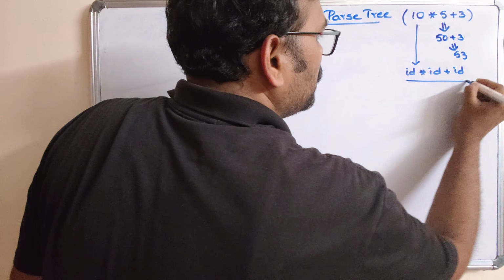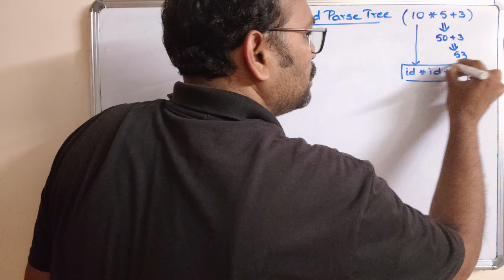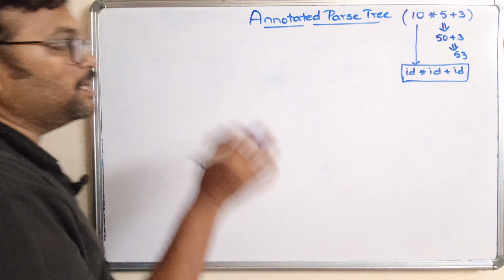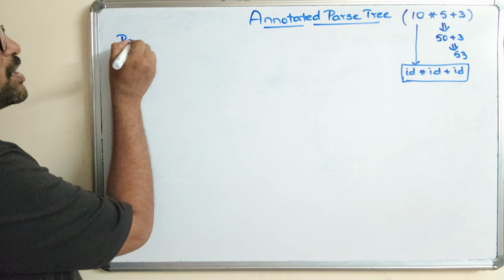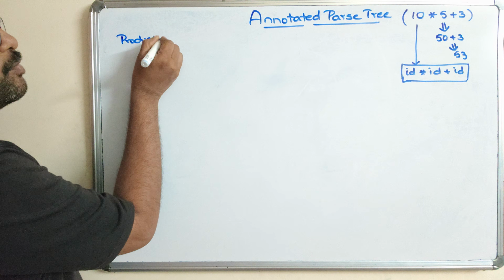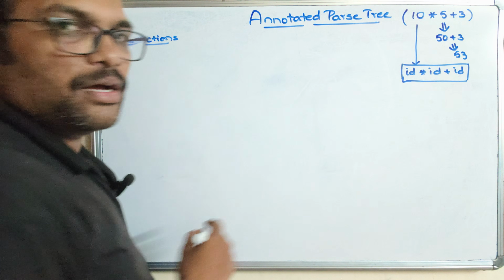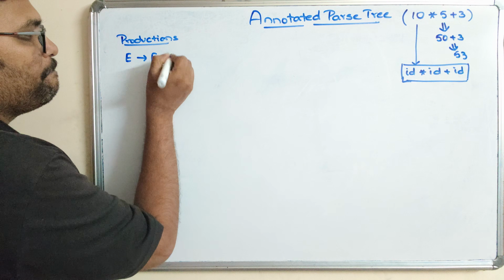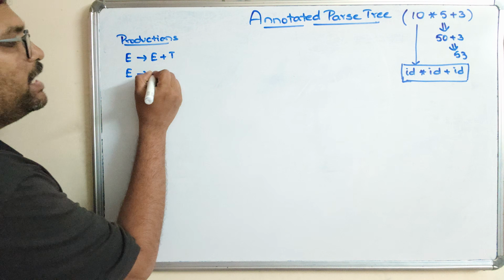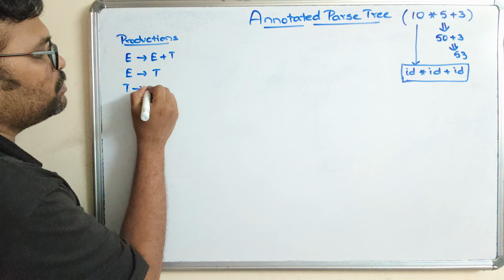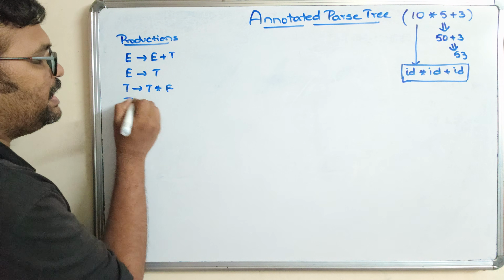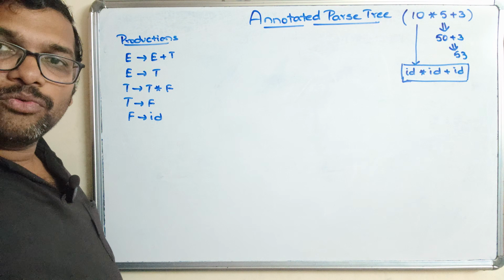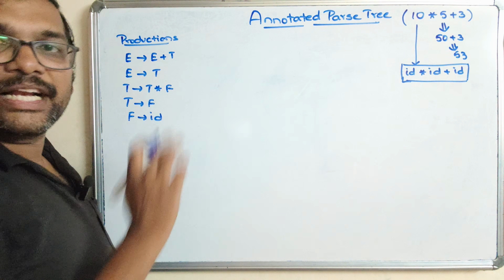Now we need to construct the parse tree and the annotated parse tree for this one. First, let us see the productions. What are the productions which satisfy this particular expression? E goes to E + T, E goes to T, T goes to T * F, T goes to F, and F goes to id. These are the productions which satisfy this expression.